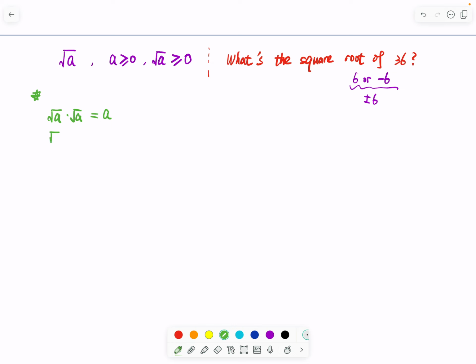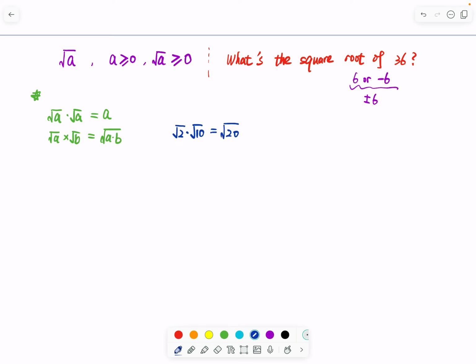And root a times root b equals root a times b. Root a times root b equals root a times b. For example, how about this one? Root 2 times root 10. How to calculate that? We can find this one is actually root 20.